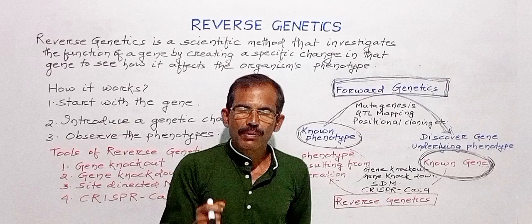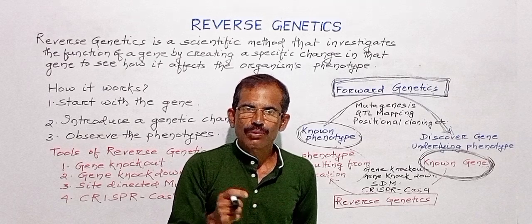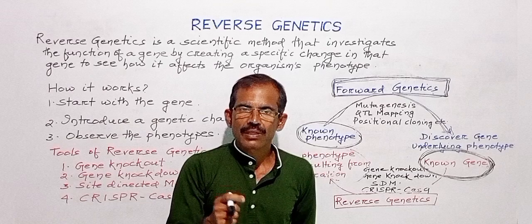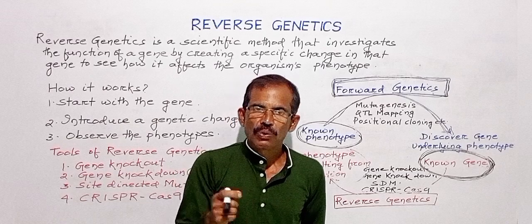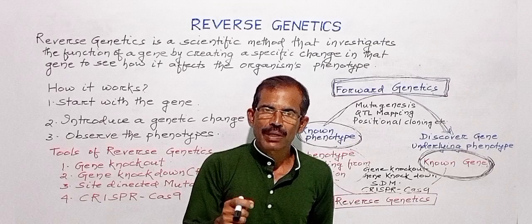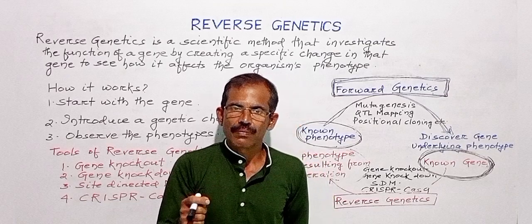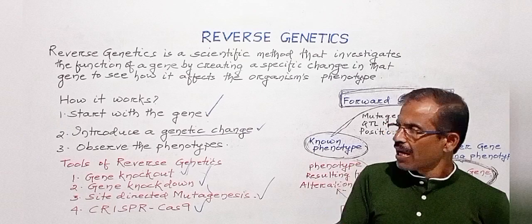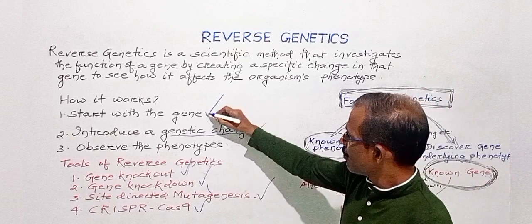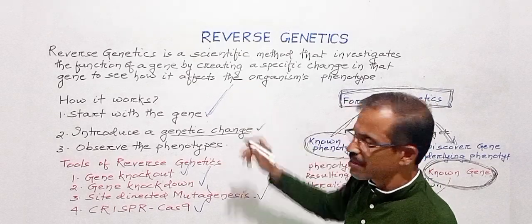The concept of reverse genetics was first formulated by Charles Weissmann in 1978. Weissmann was the first practitioner of reverse genetics, implementing site-directed mutagenesis (SDM). Reverse genetics starts with the identification of a gene whose sequence is known. This is the first step.